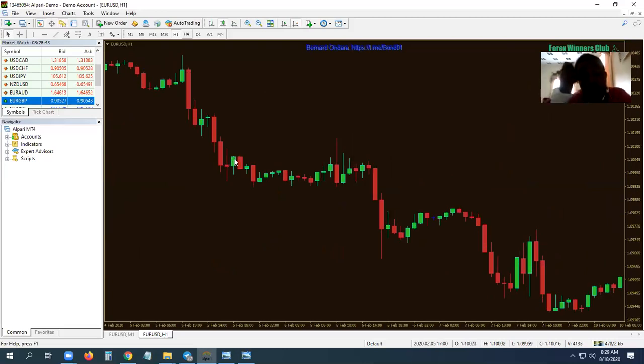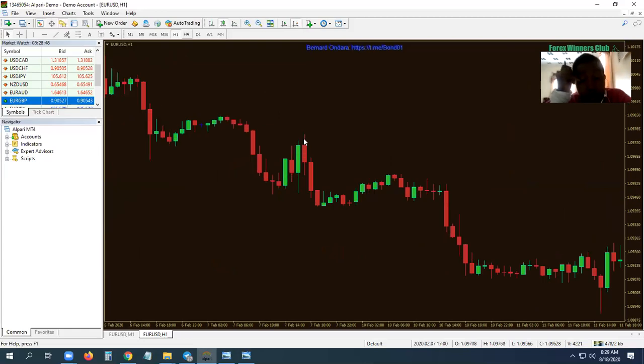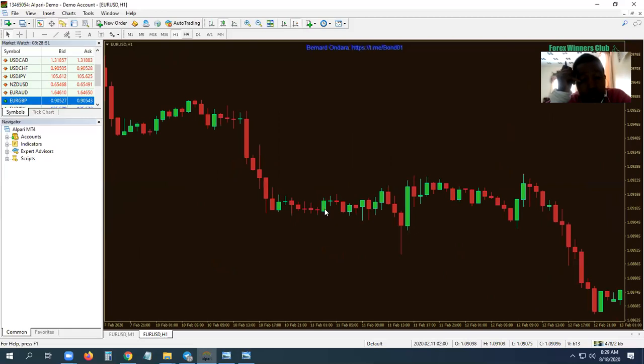Bullish engulfing here, market fails to go up. Bullish engulfing doesn't go up much. Bullish engulfing doesn't go up at all. Bullish engulfing, not much.